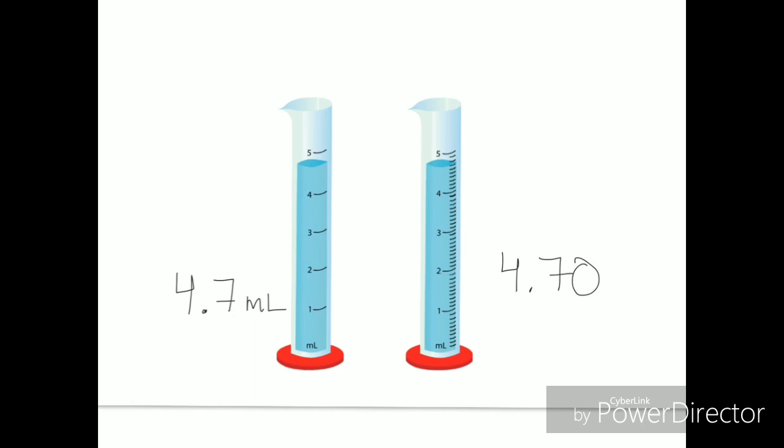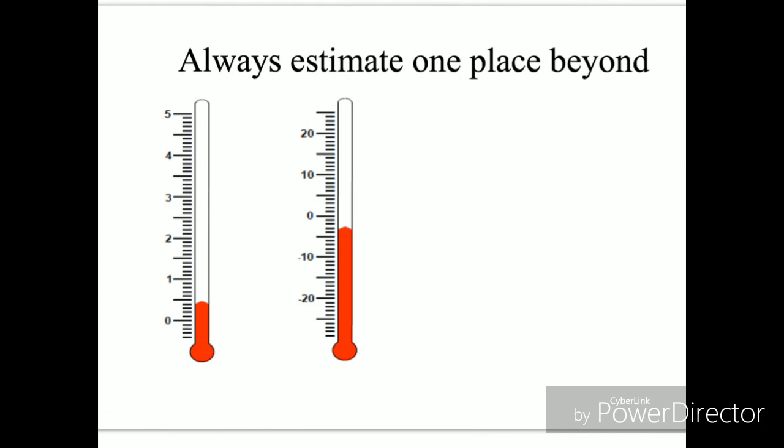So notice that in math, the quantities 4.7 and 4.70 are the same. But in science, the measurements are different. The measurements indicate different amounts of graduations on our instrument. Here we have two different thermometers measuring two different temperatures in degrees Celsius. Take a minute one more time, pause the video, and see if you can come up with an acceptable measurement for each instrument.